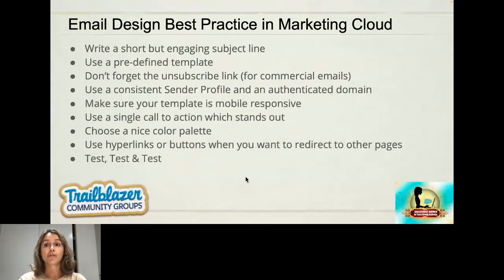Use a consistent sender profile and authenticated domain. And again, I will expand on these two later on in the deliverability section. But what it basically means is that it's good to send from the same from name and from email address, and to have an authenticated domain with your ISP provider. Again, Marketing Cloud offers this package when you buy the platform, which is great. And yes, this helps tremendously with deliverability.